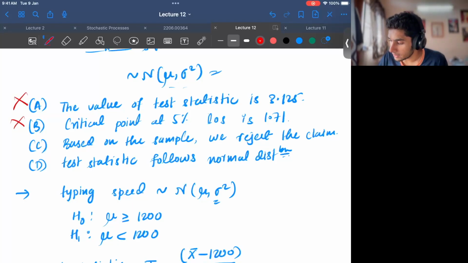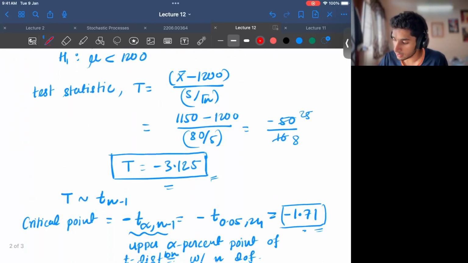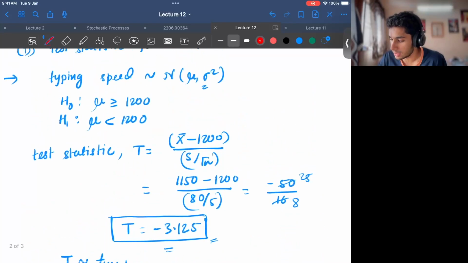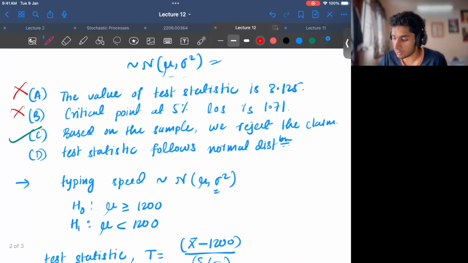Based on the sample, we reject the claim. That is correct, right? We have rejected the claim. And the last thing is test statistic follows normal distribution. That is incorrect because the population variance is unknown. So it follows a T distribution, and hence this is also incorrect. So the only option that is correct is the C option.